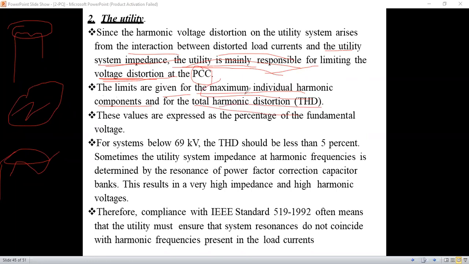So individually, how much limit we have given here now, for the individual harmonic components, and for the total harmonic components we are going to consider the distortion here now. Whatever these values are, they are expressed, again here also, as a percentage of the fundamental voltage. See here, percentage of fundamental voltage we are going to consider here now.